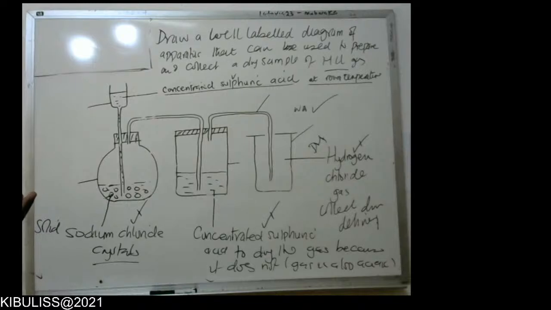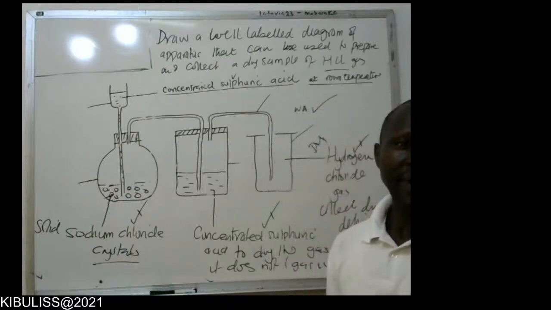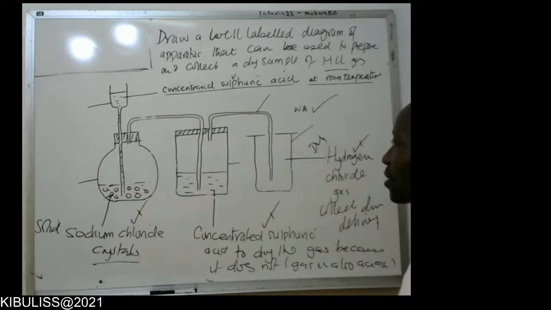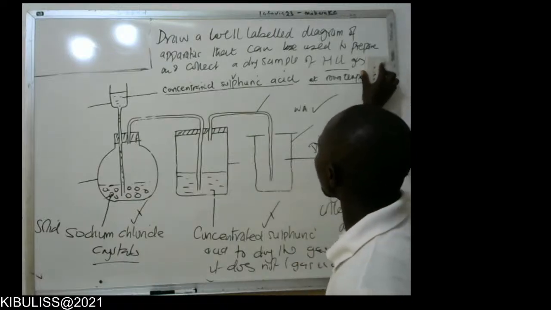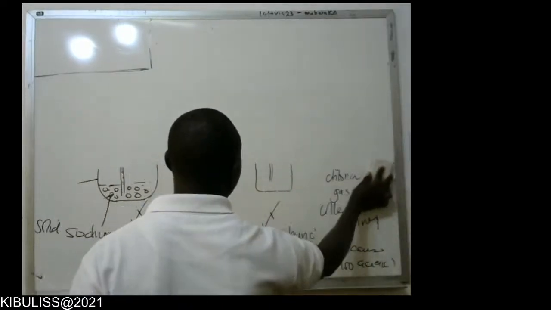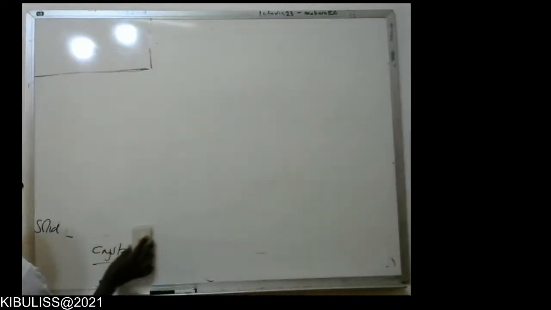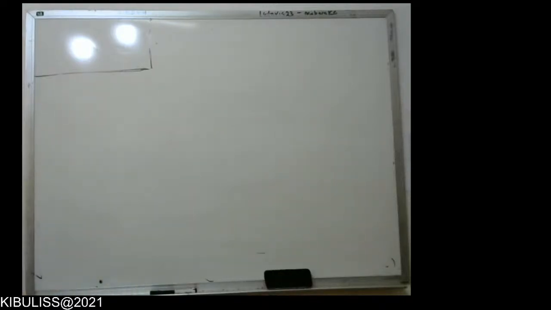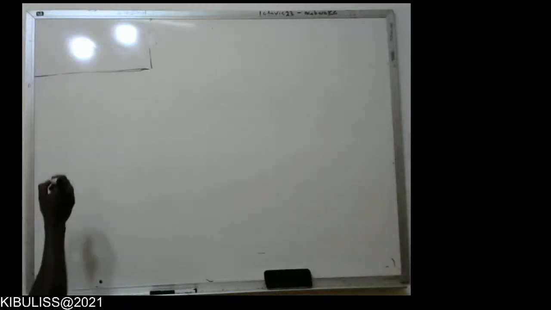So I am therefore through with preparation of hydrogen chloride gas using the three types of questions that can be asked. At this moment, let us head for the test. How do you know that the gas is hydrogen chloride? Prove that your gas is hydrogen chloride. How do you prove that your gas is hydrogen chloride? There are two tests. Test number one.